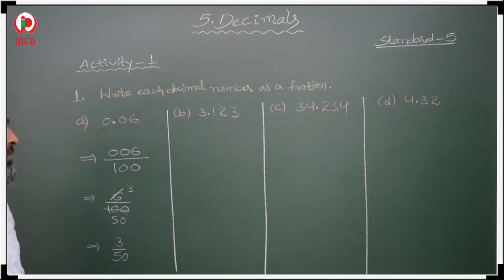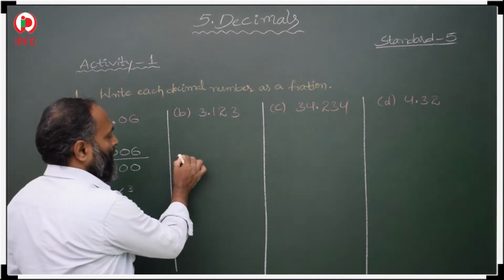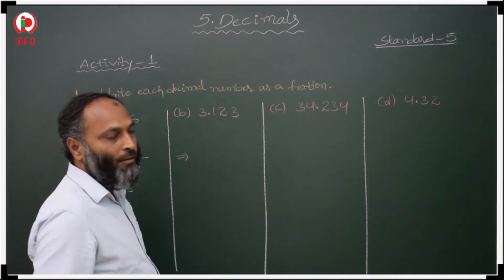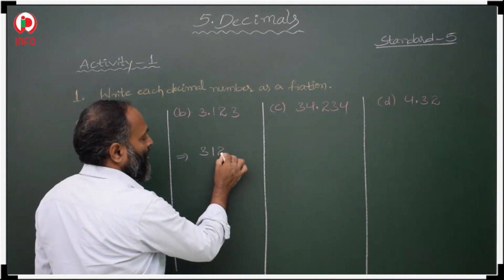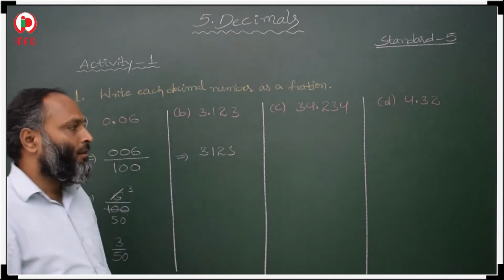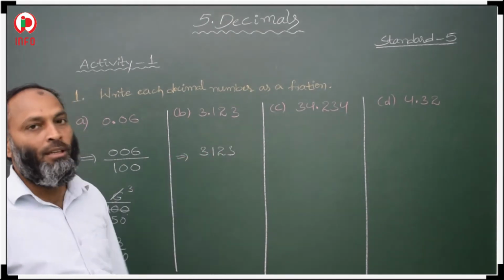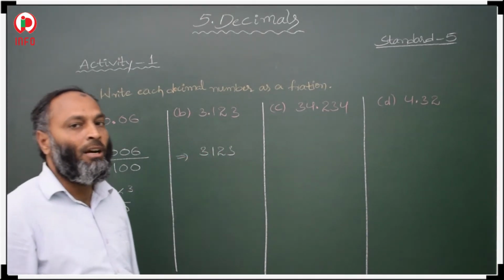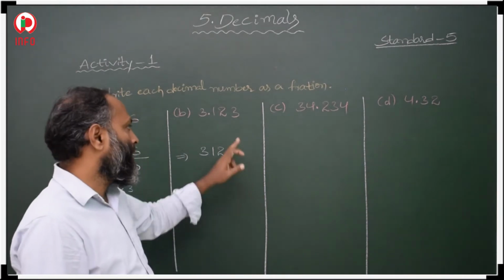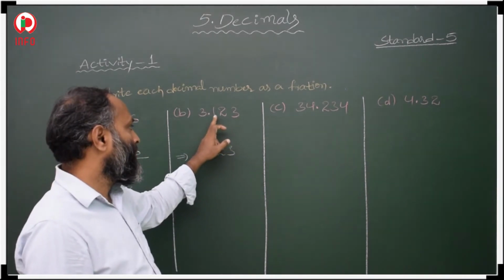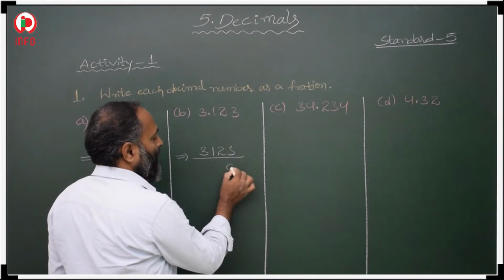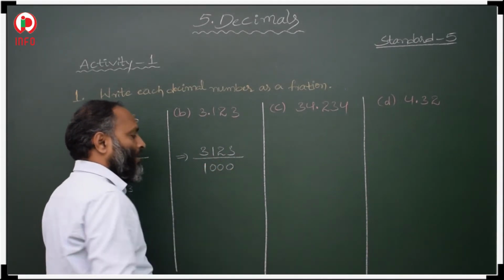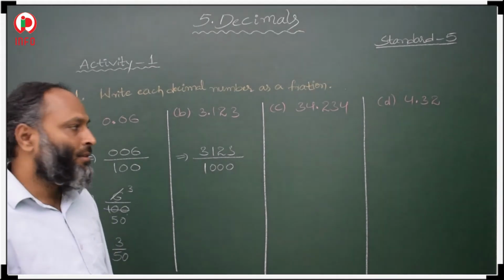In the same way, in this question we take the number without the decimal, that is 3123. Then you have to check after how many places the decimal is there. 1, 2, 3. Then take divided by 1000: 3 zeros and 1. So this is the way.